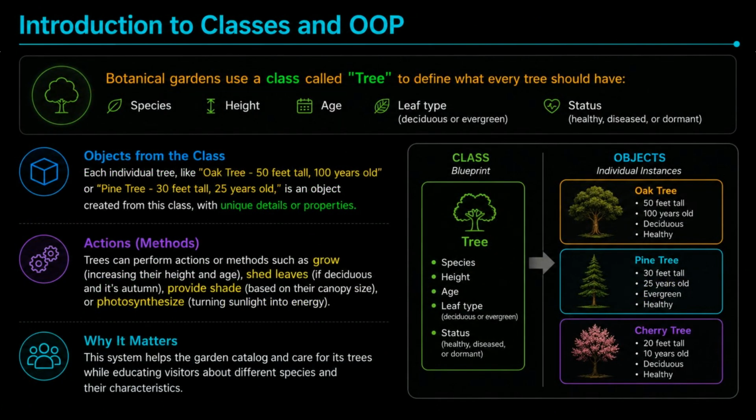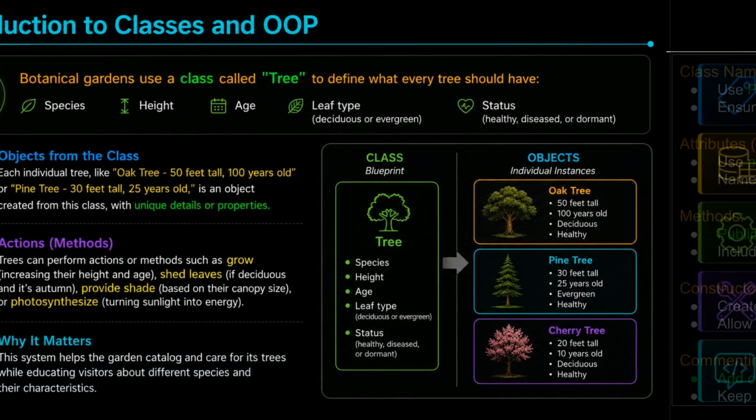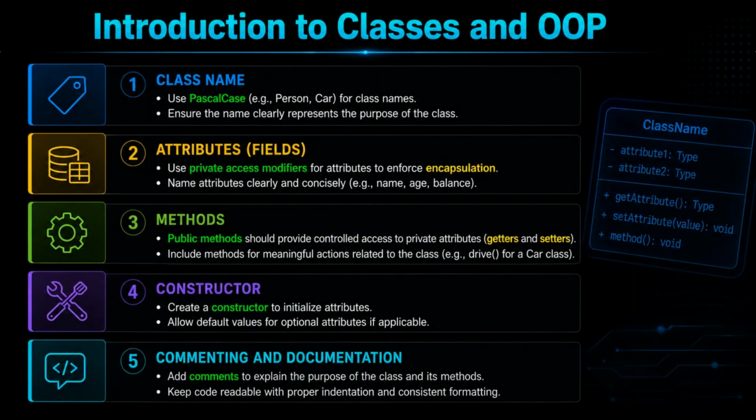And here's the same concept with trees. A botanical garden uses a tree class defining species, height, age, leaf type, and status. Each specific tree, like an oak tree 50 feet tall, is an object created from that class. Trees can grow, shed leaves, provide shade, or photosynthesize, methods that help the garden catalog and care for its collection while educating visitors.